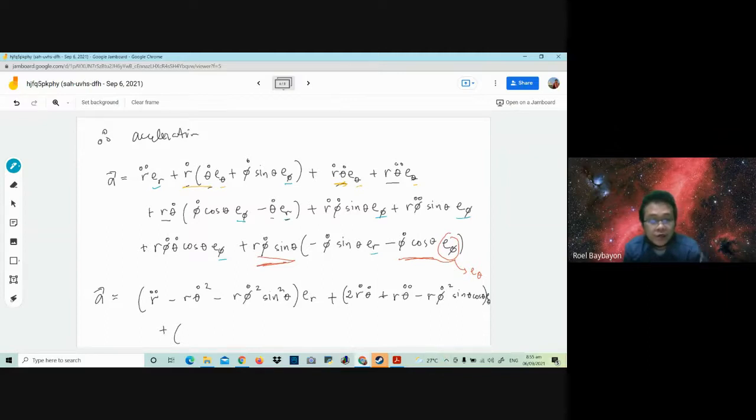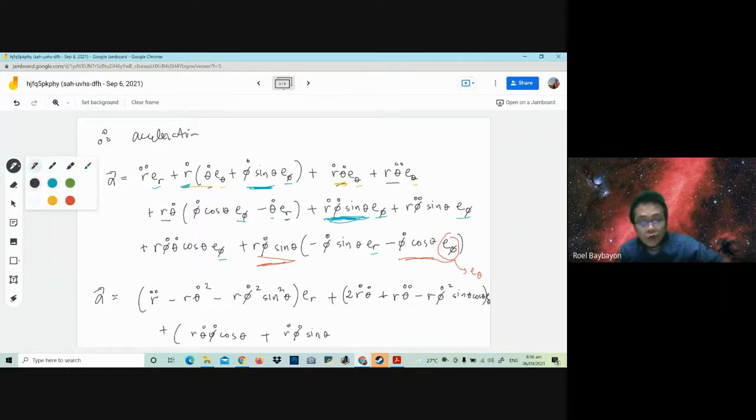The first term is r theta dot phi dot cosine of theta plus r dot phi dot sine of theta. And what we get here for e phi is r dot theta dot sine phi plus r dot phi dot sine phi, that is equal to 2.